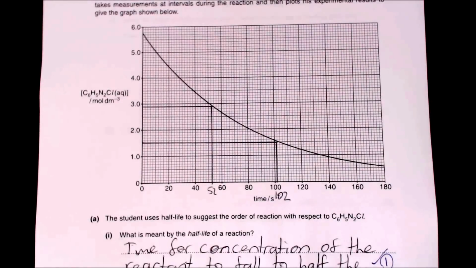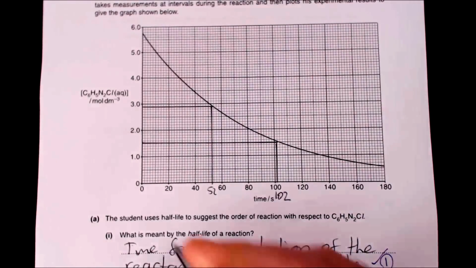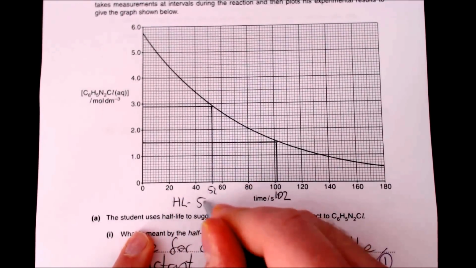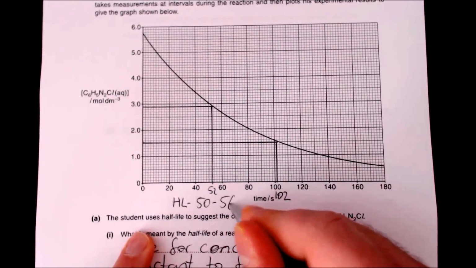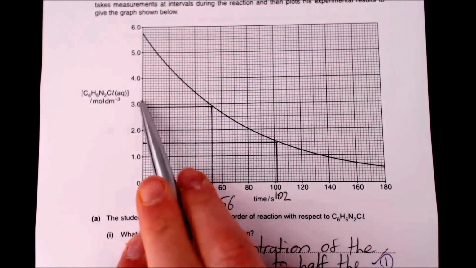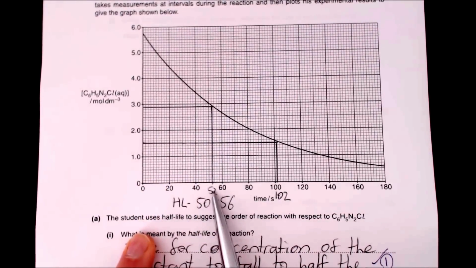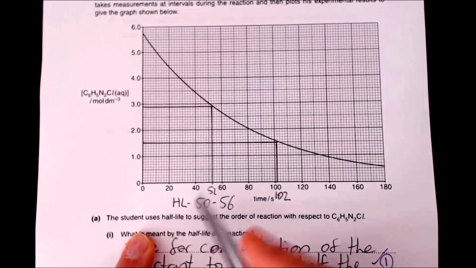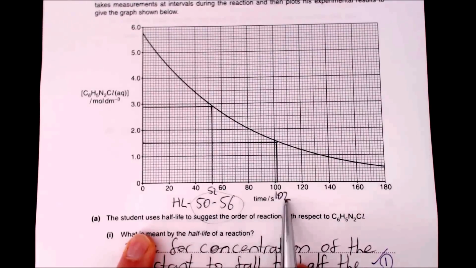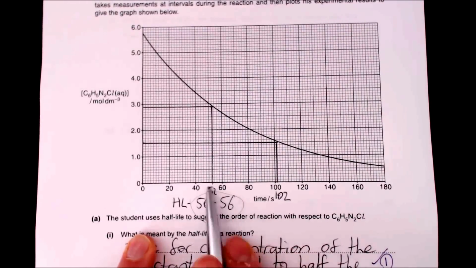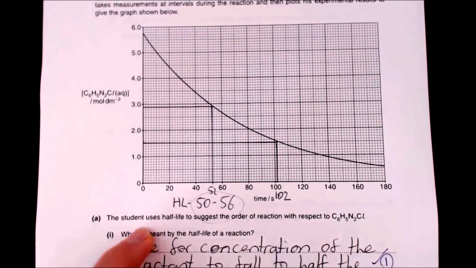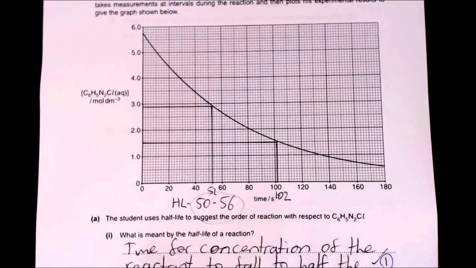Now the exam board will accept a half-life of between 50 and 56. So you can see here that we've got the first one, and this obviously lands at 52, so that's fine. Now you can see that the gap here is from 52 to 102. It's a pretty even gap. We've halved the concentration, and the time taken has pretty much nearly doubled, just about.